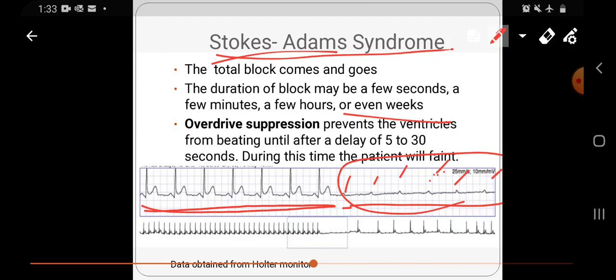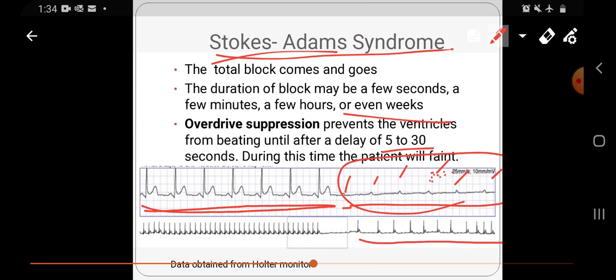بالعادة ال patient will faint during this time. رح يغمى عليه لأنه there is no blood reaching the brain, okay? But soon after, within 5 to 30 seconds, إنه في عنا some parts of the ventricles will pick up, will start to produce its own rhythm.